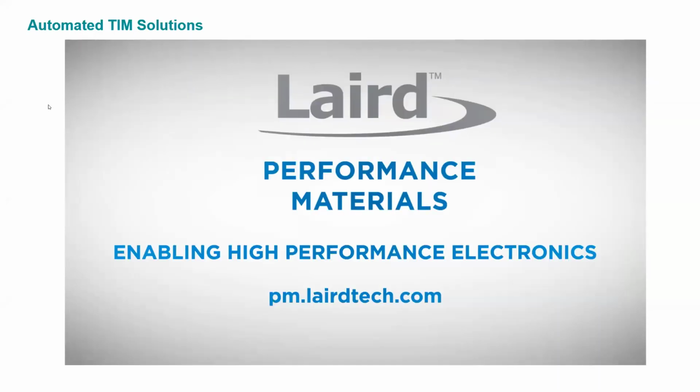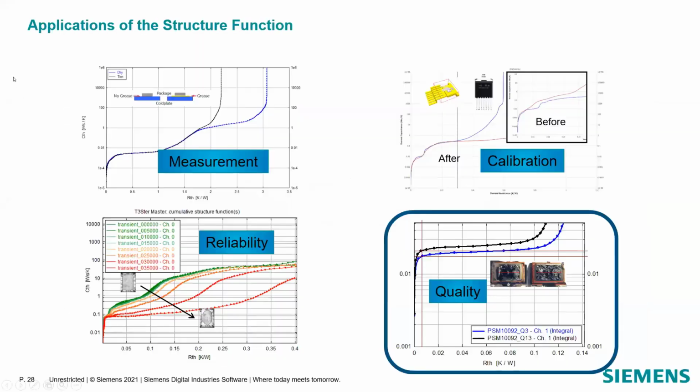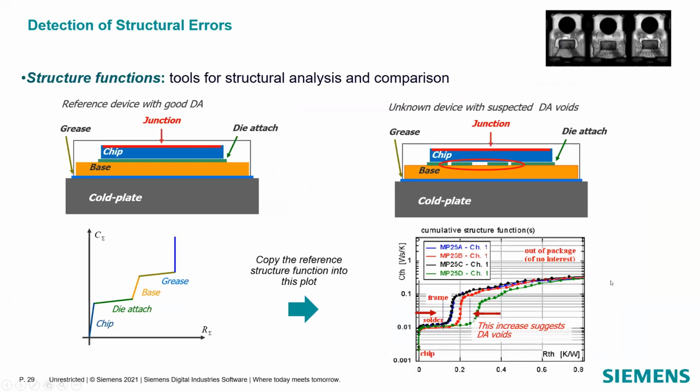Thank you very much, Jim. One of the reasons we put this automation part into this section of the presentation is that I'd like to move on towards quality. How can we use these technologies for quality testing? From the quality perspective, thermal interface materials also play a very important role.